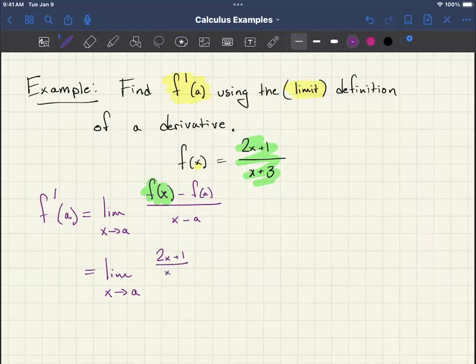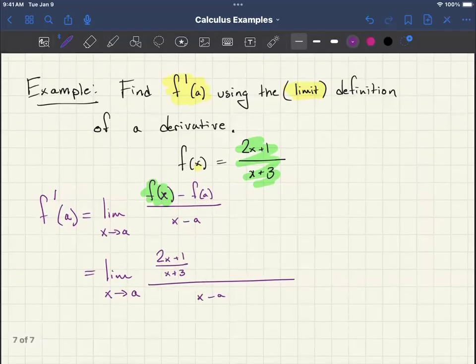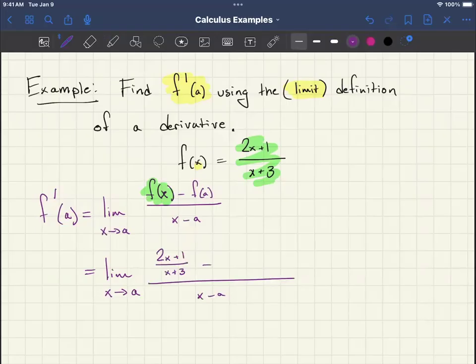So this thing is going to look a little bit ugly because it's going to have a lot of stuff in it. Our x minus a stays the same on our denominator. And instead of f of a, we are going to put in 2a plus 1 over a plus 3. So you'll notice what we do is everywhere we saw an x here, we're going to replace it with an a value. Same exact everything else, just replace your x with an a.